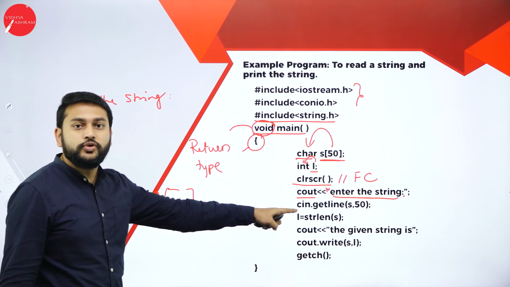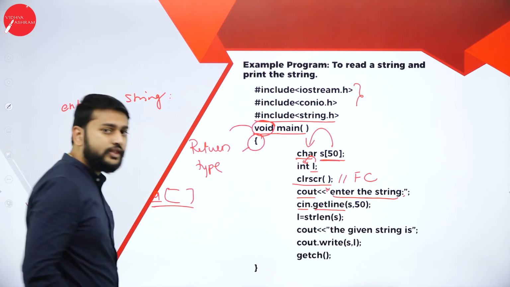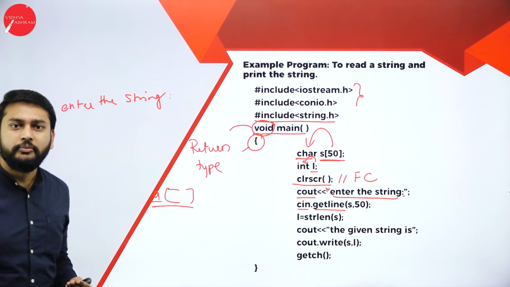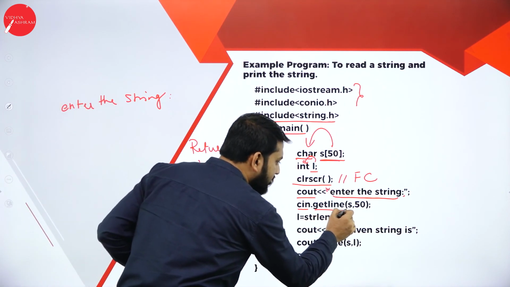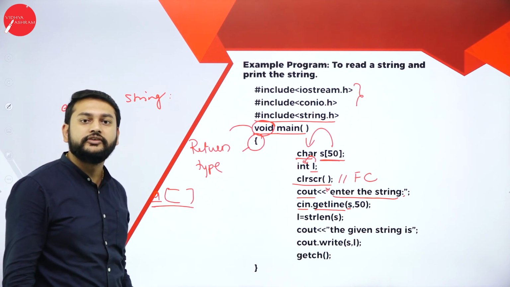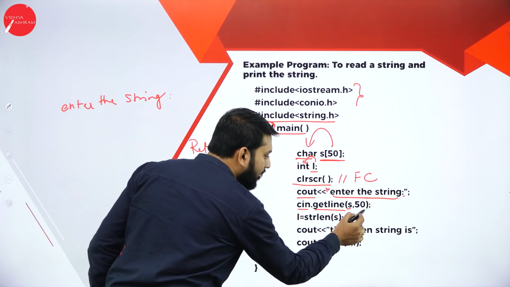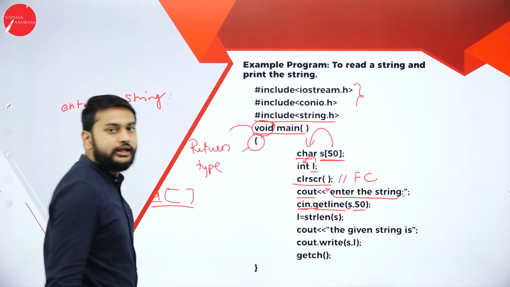Fine. Then after that, what do I have? cin.getline. I'll be reading the characters. What is the name of the string? So yes is the name of the string. What is that 50 that you have given? That is the size that you have given. This is what you need to understand here. So we are reading the characters. That's what you need to remember.